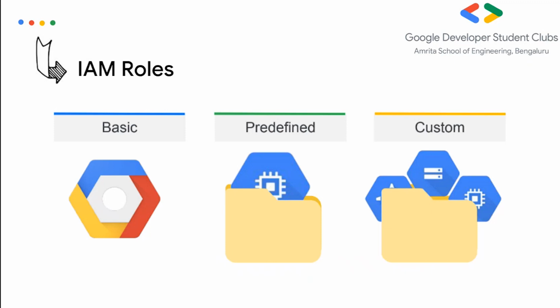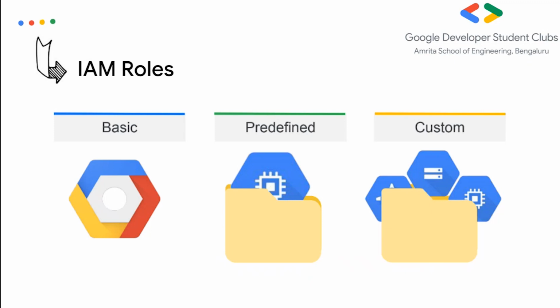So IAM roles: there are three major IAM roles, that is basic, predefined, and custom. The basic roles are fundamental IAM roles that are available by default on the cloud platform. They are straightforward and provide a simple way to assign permissions, like read-only access or something like that.